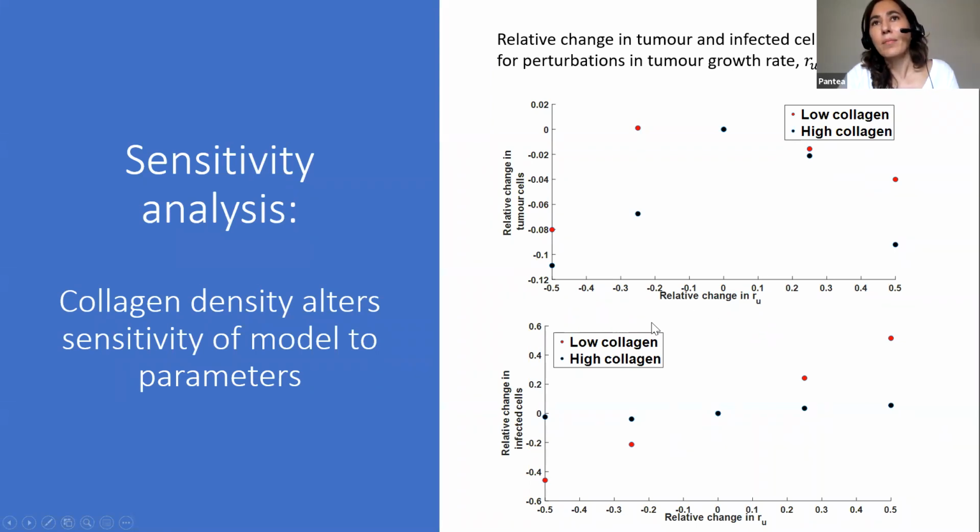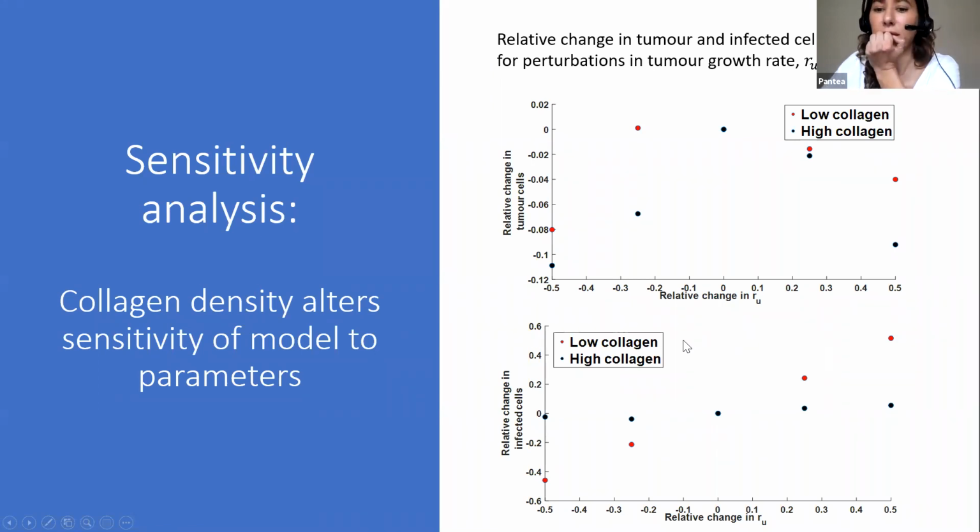Now, the same thing with growth rate in relation to infected cells: what we find is that for high collagen, there's not really much of a change. The system isn't very responsive to change in tumor growth rate. However, the system does respond more to changes in growth rate when it's in low collagen.